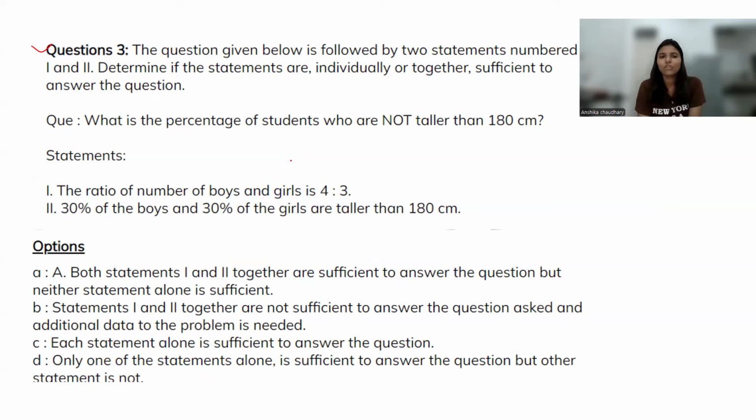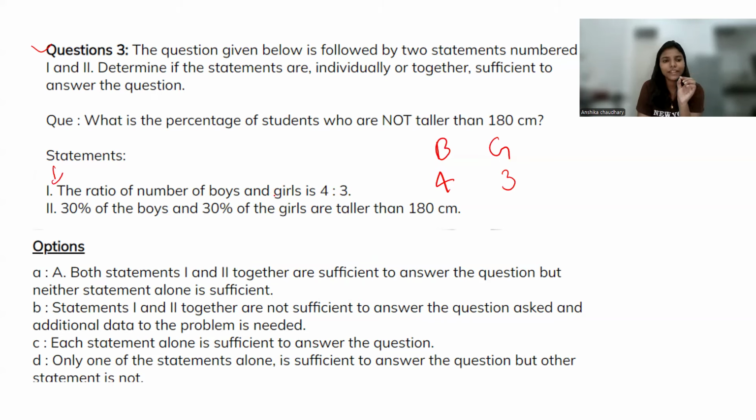So the question is, what is the percentage of students who are not taller than 180 centimeters? All right. So first of all, let's take statement 1. The ratio of the number of boys and girls is 4:3. So boys are 4 and the girls are 3. Okay, so this is the ratio. By seeing this ratio only, we are not able to tell how many students will be taller than 180 or shorter than 180.